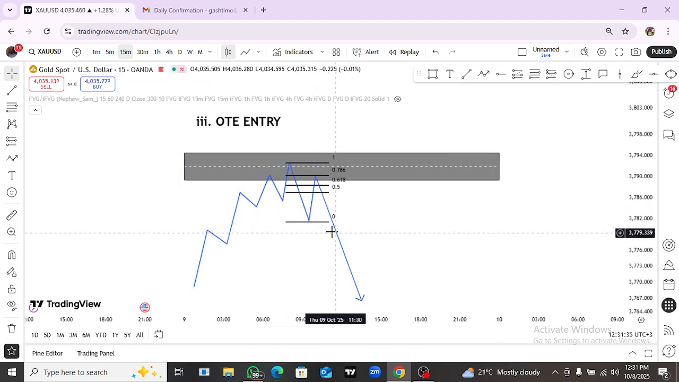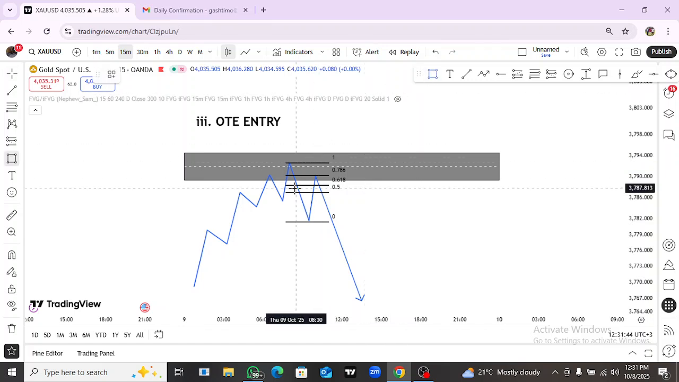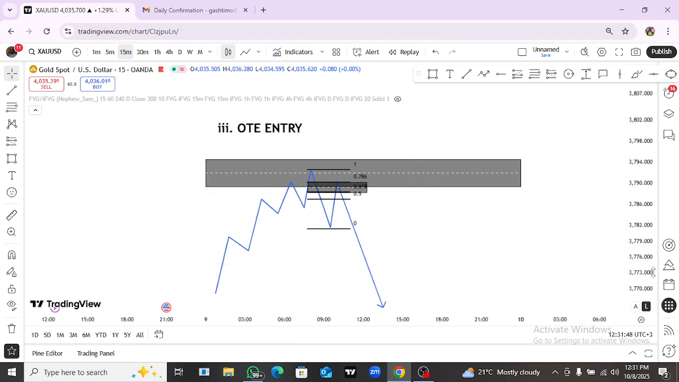So what you do is drag from the top to the bottom, then you wait for price to come into this level, the 0.618 to 0.786. This level is what we call the OTE, optimal trade entry. That is your entry.